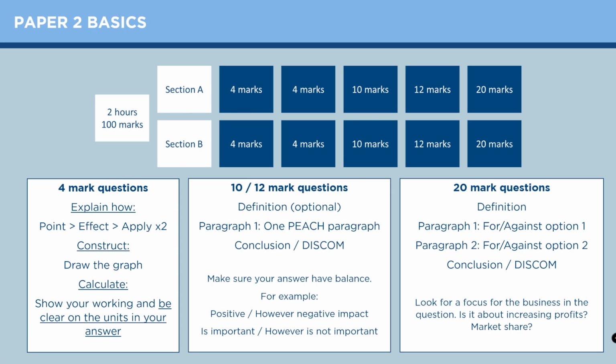So have a look at your calculations, make sure you know your working out, make sure you're clear on the units in your answer, make sure you're clear on the decimal points. It's usually 2 decimal points, but just make sure you read it carefully. In terms of the explain how questions, you want to make your point, you want to explain the effect of that point, and you want to apply twice. You want 2 pieces of application, 2 quotes from the case study or 2 pieces of data in those 4 markers to get the maximum 4 out of 4.